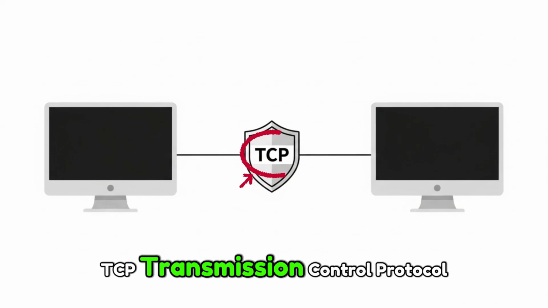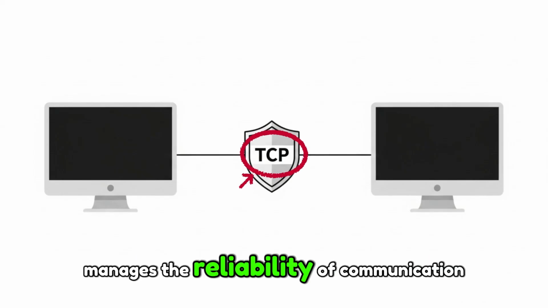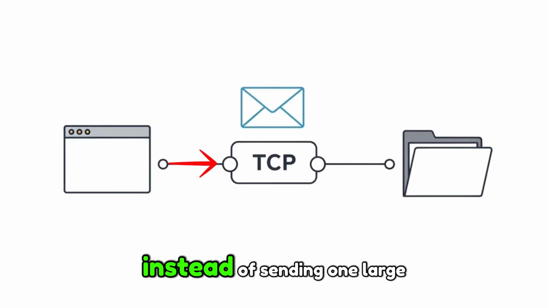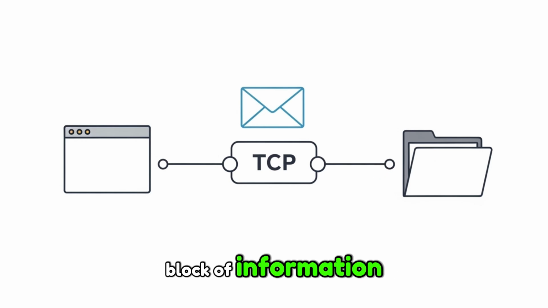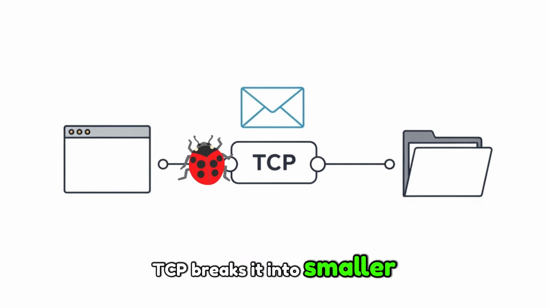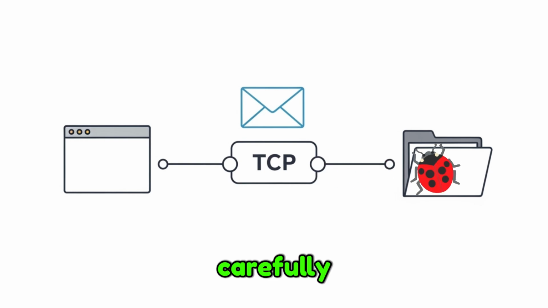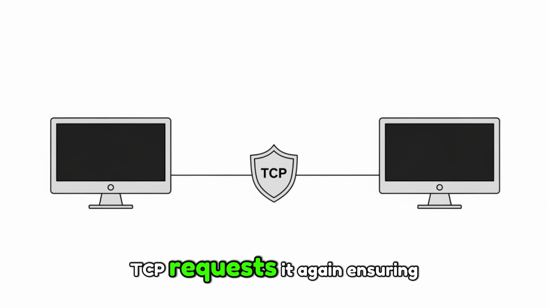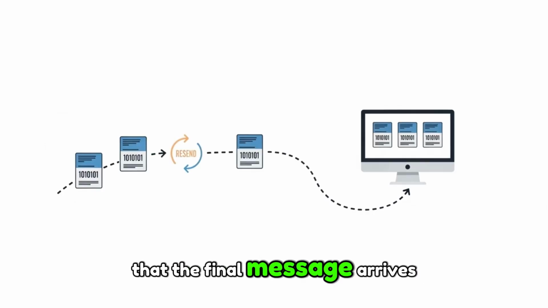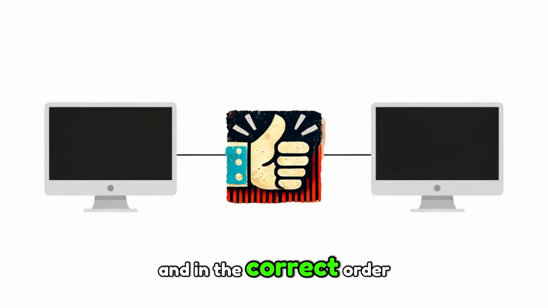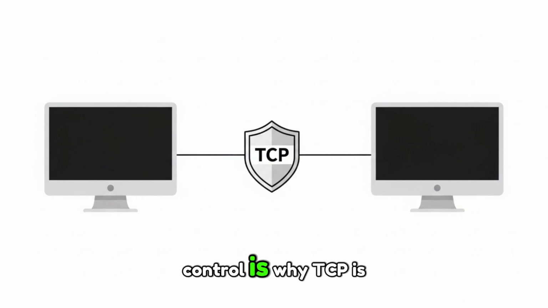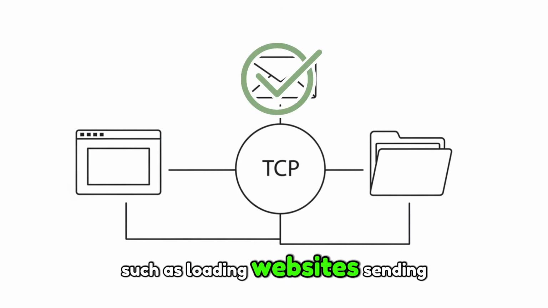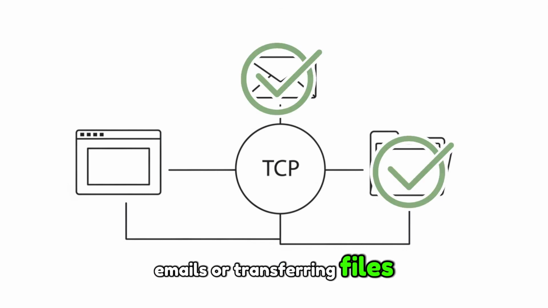TCP, Transmission Control Protocol, manages the reliability of communication once devices know where to send data. Instead of sending one large block of information, TCP breaks it into smaller packets and tracks each one carefully. If any packet is lost during the journey, TCP requests it again, ensuring that the final message arrives complete and in the correct order. This careful control is why TCP is used for activities where accuracy matters, such as loading websites, sending emails, or transferring files.